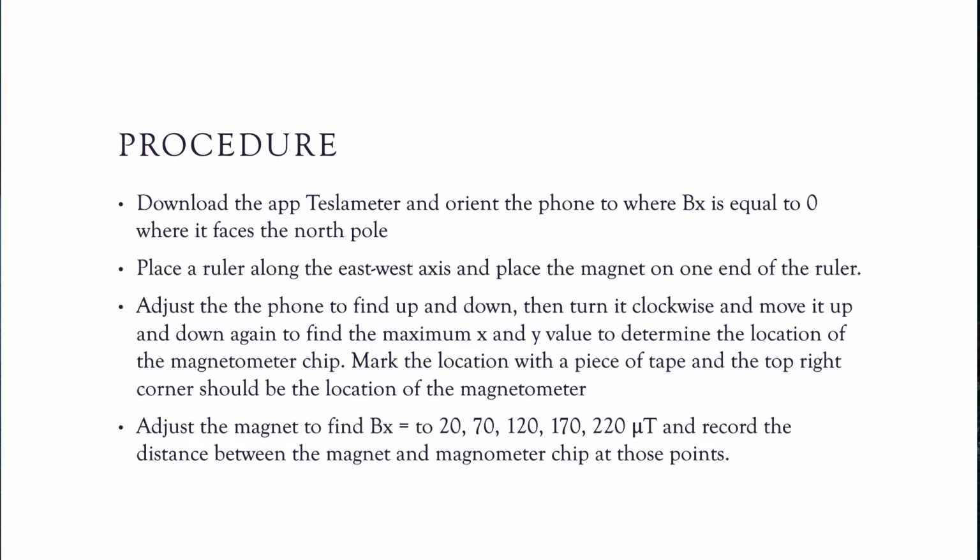Adjust the phone up and down, and then turn it clockwise, move it up and down again to find the maximum x and y value to determine the location of the magnetometer chip. Mark the location with a piece of tape, and the top right corner of the tape should be the location of the magnetometer chip. Adjust the magnet to find where the magnetic field in the x direction equals 20, 70, 120, 170, 220 microteslas, and record the distance between the magnet and magnetometer chip at those points.